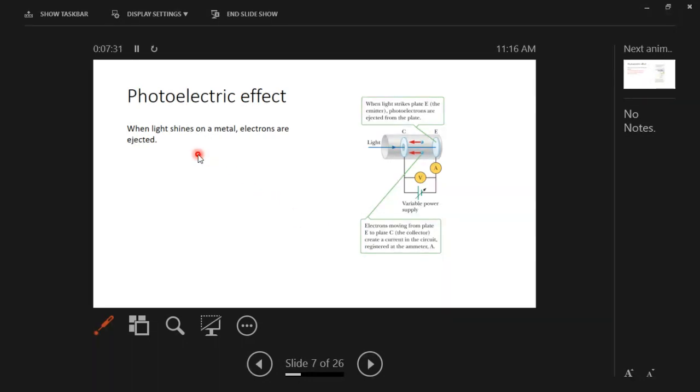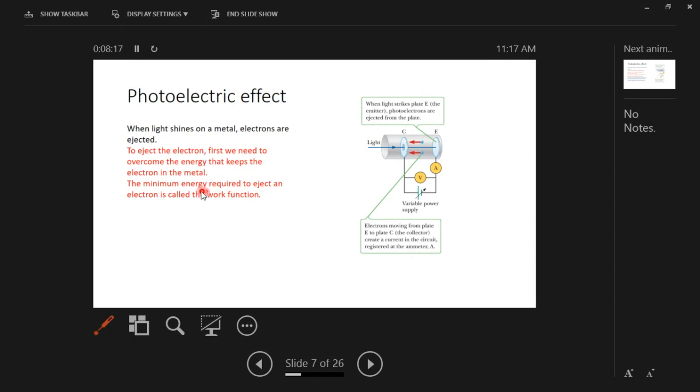So let's see. As I mentioned, electrons are ejected. As I mentioned, electrons capture the energy. An electron needs to capture some energy in order to overcome the binding energy that keeps it in the metal. Different electrons have different binding energies. The ones with the smallest binding energy need the smallest amount of energy to be ejected.